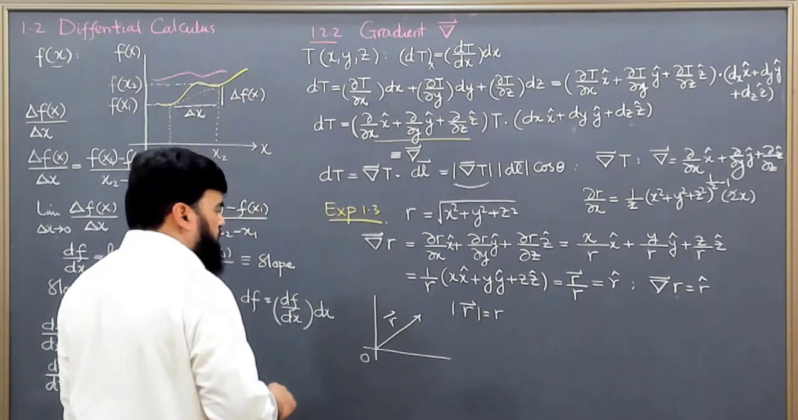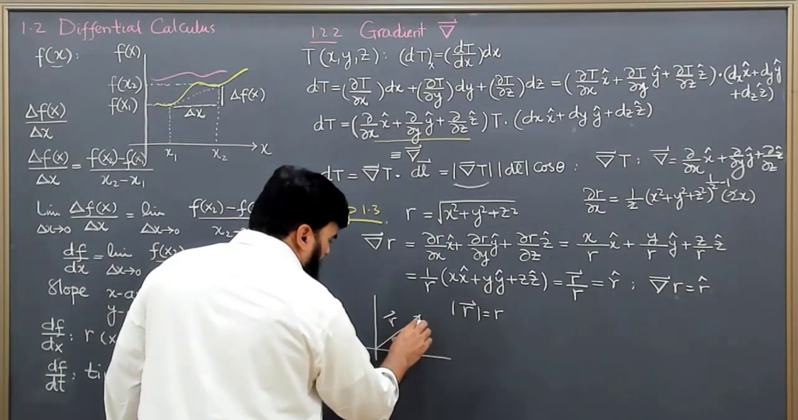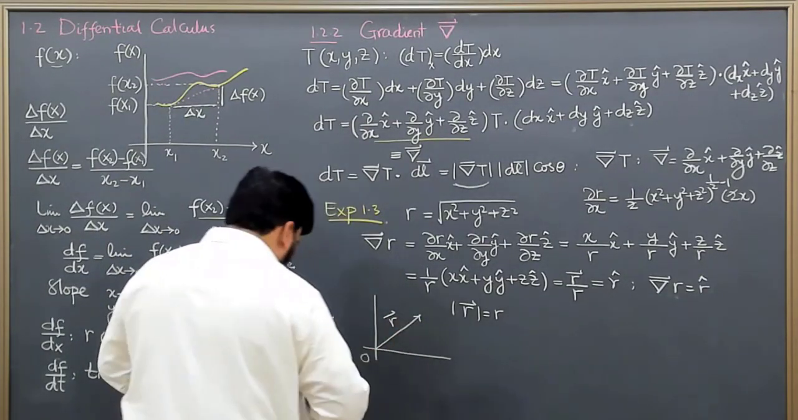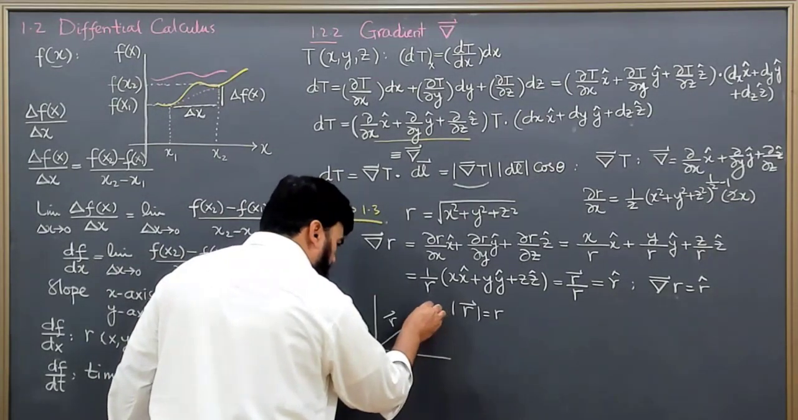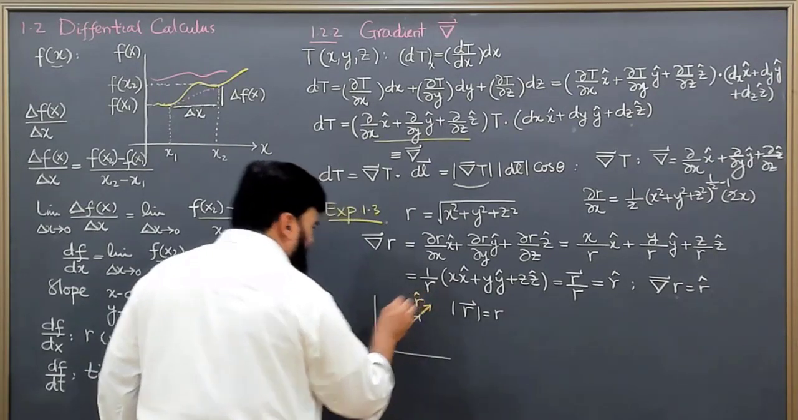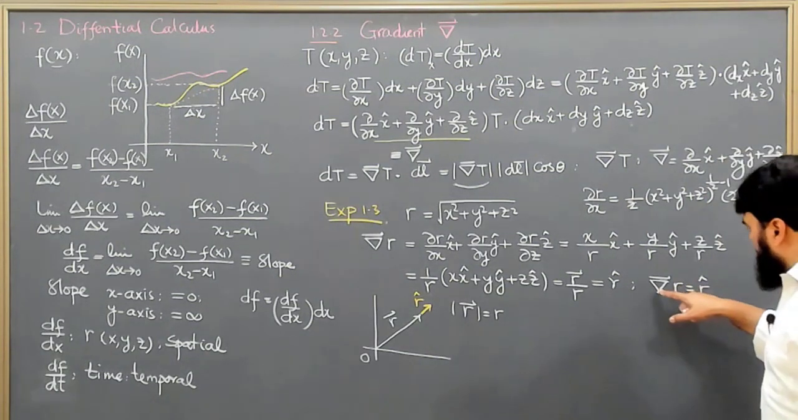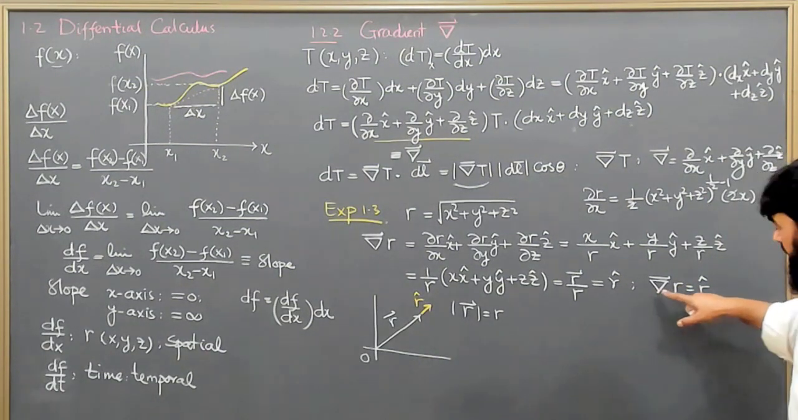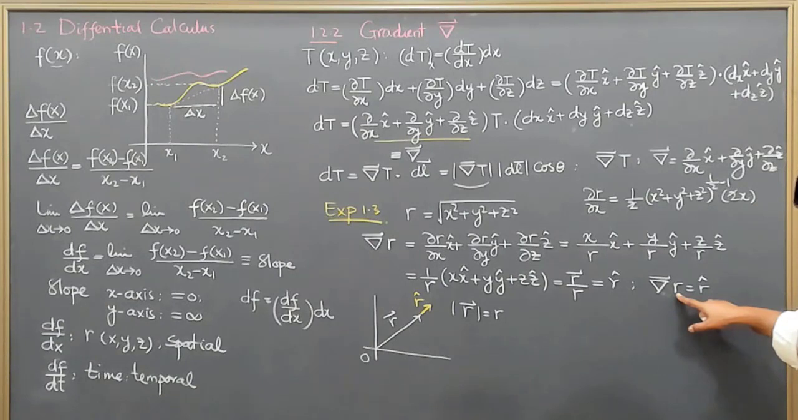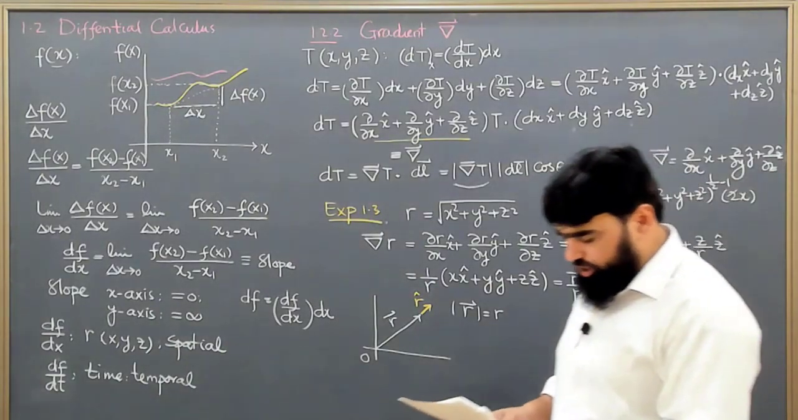This way or this way I can write it. When the magnitude is unity, then it is the direction in which it is changing. This is our r unit vector, meaning in this direction it is changing. So the spatial variation of a scalar function, meaning the gradient of this, is equal to the r unit vector, just the direction of it.